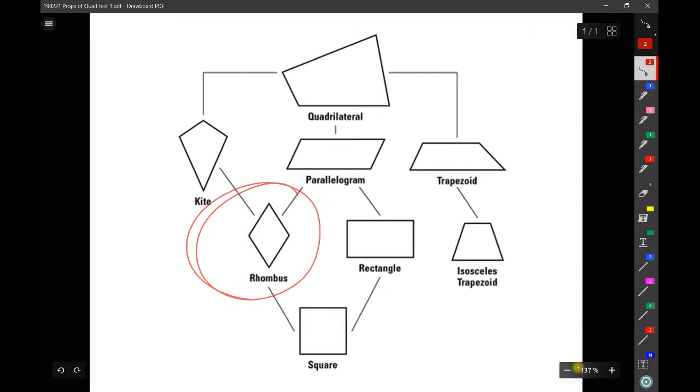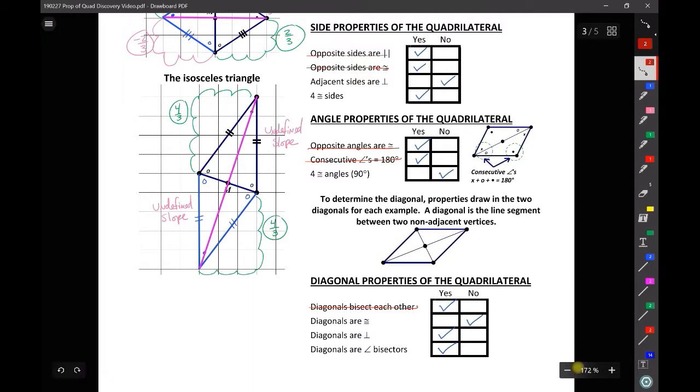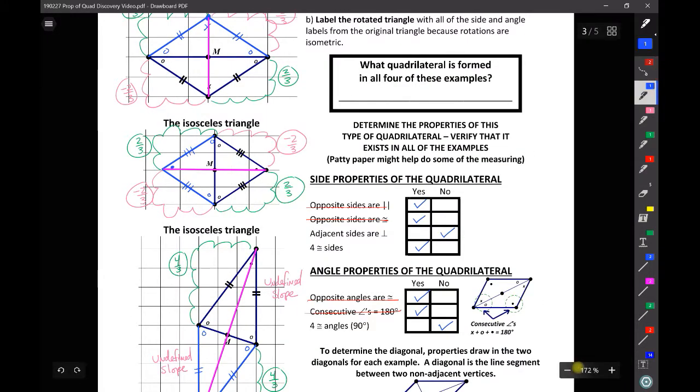That is correct. This one is the rhombus. All right, this is probably the one that's least understood as far as the characteristics go, so this will be an important one for you to study. So let's go ahead and put that name in here. So this one is the rhombus.